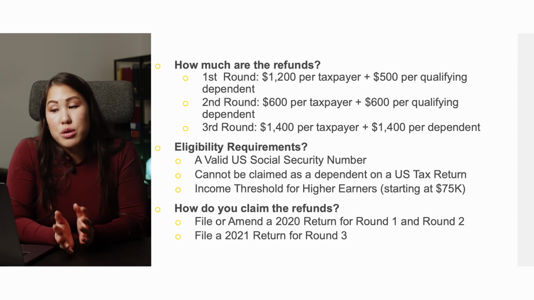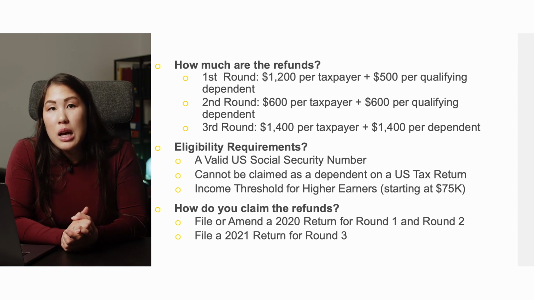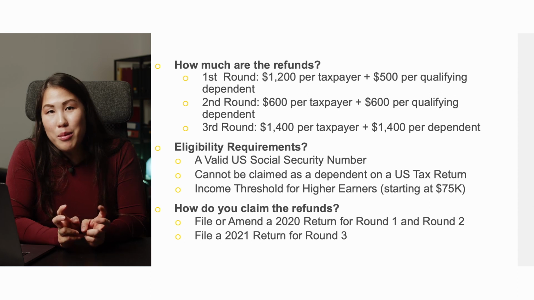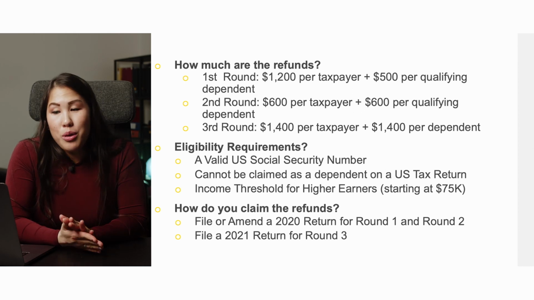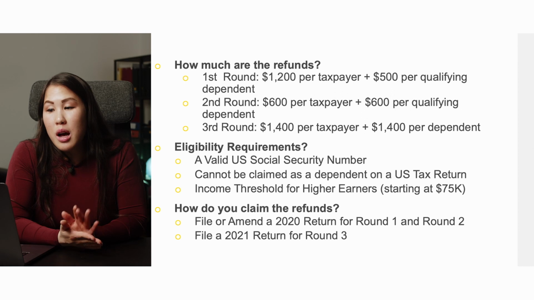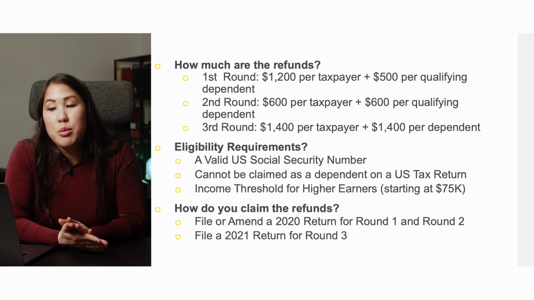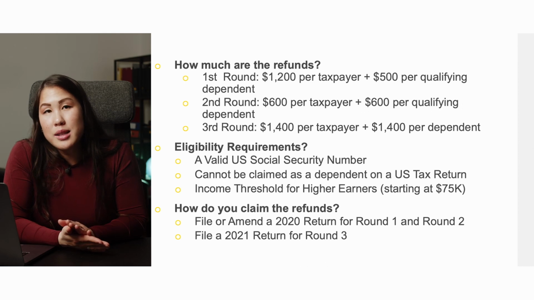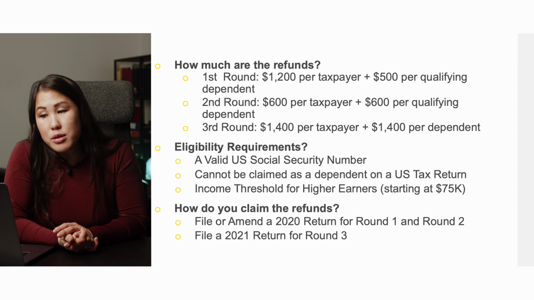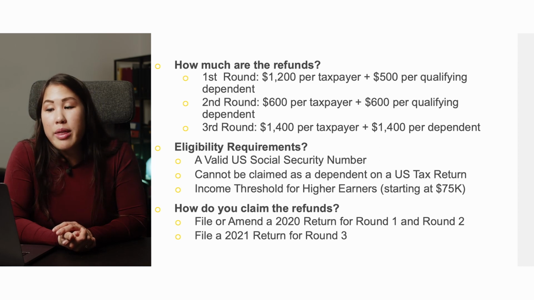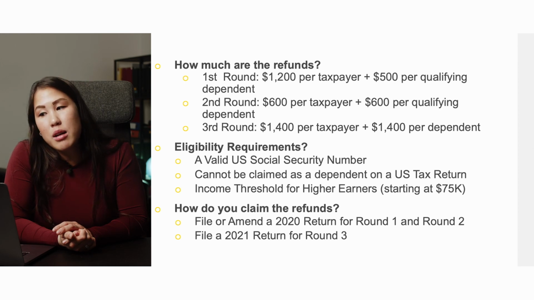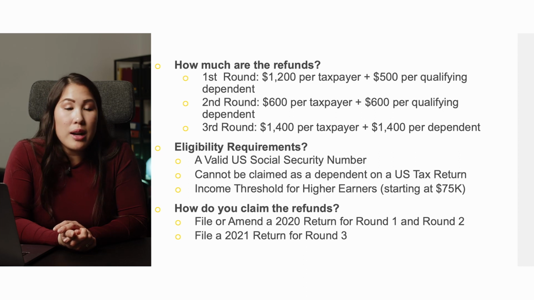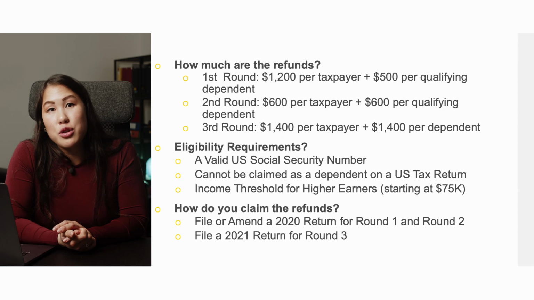And there are income thresholds. So if you're making over 75,000 US dollars, you might not be eligible for these refunds. And again, there are always ways to lower your income for this. We'll talk about that shortly. But basically, if you're eligible, you can expect on your 2020 tax return $1,200 per taxpayer, $500 per qualifying dependent. And in addition to that, $600 per taxpayer and $600 per qualifying dependent. So say you have no dependents, it's just you filing, you can expect $1,800 as a refund on your 2020 tax return. For your 2021 tax return, it's $1,400 per taxpayer, $1,400 per dependent. So again, if you're a single filer, you can expect $1,400 as a refund on your 2021 tax return.